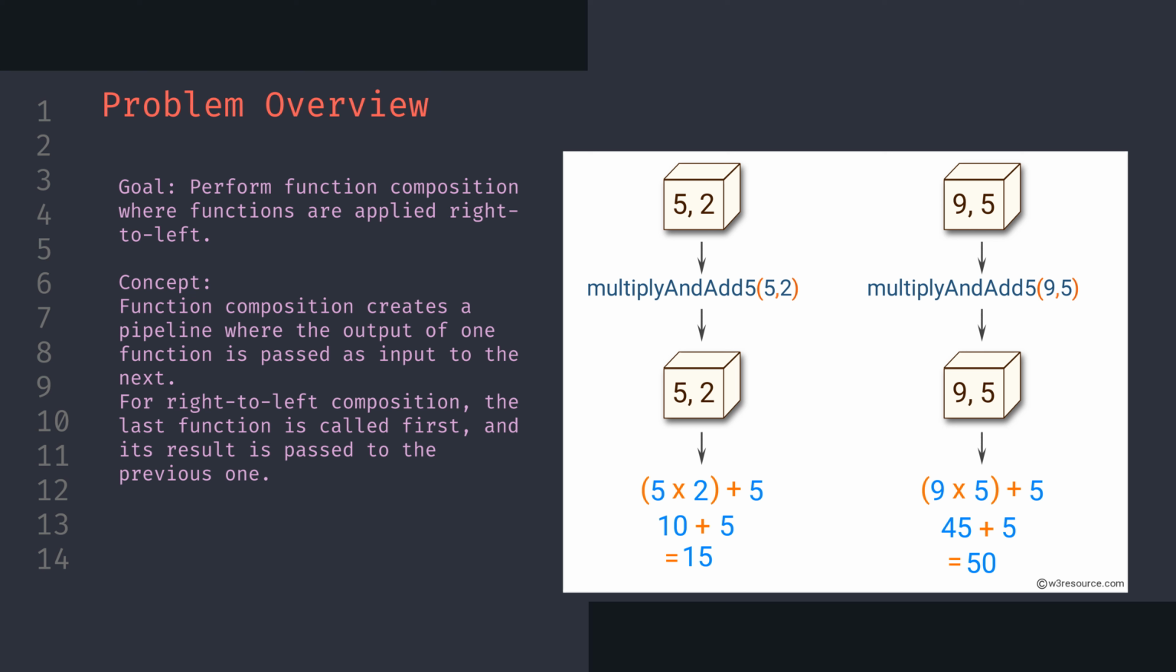In function composition, we combine smaller functions to create more complex ones. Here, we're focusing on right-to-left composition, where the output of the rightmost function becomes the input for the function in the chain.